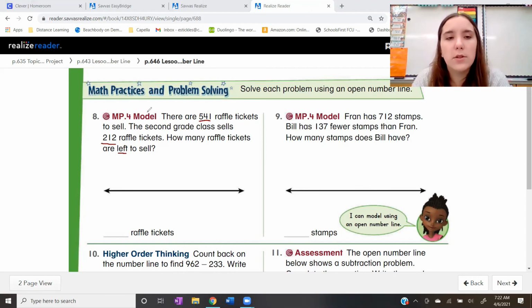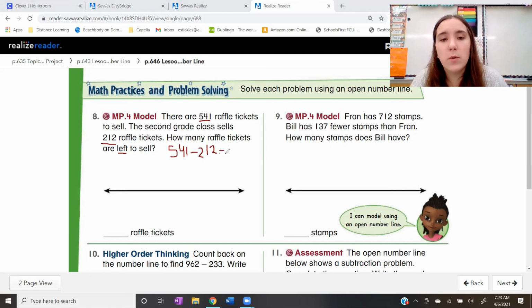So if we have these two numbers for our subtraction problem, what do you think our problem is? I'll give you a few seconds. Write it down on your paper right here. What minus what? It's going to be 541, because that's the total, minus what the second grade team sold, which is 212.